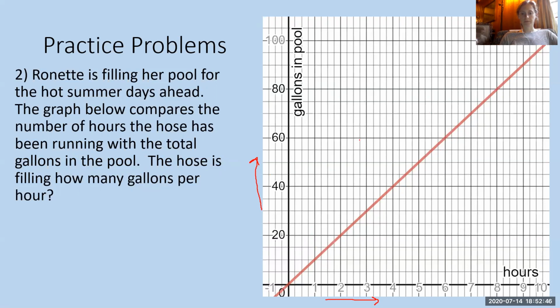So after 1 hour, the pool has, let's see, this is halfway between 0 and 20. That means the pool has 10 gallons in it. So that means the pool is getting 10 gallons every hour, right? If it's going at a consistent rate, it's going to be 10 gallons every hour. After 1 hour, it's 10 gallons. After 2 hours, it's 20. After 3 hours, it's 30. After 4 hours, it's 40. After 5 hours, it's 50, or so on. So the rate of change here, or the slope, is 10 gallons per hour. 10 gallons for every 1 hour. So we get 10 gallons per hour.